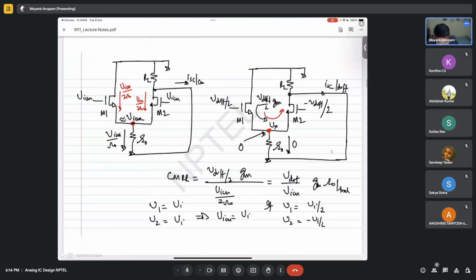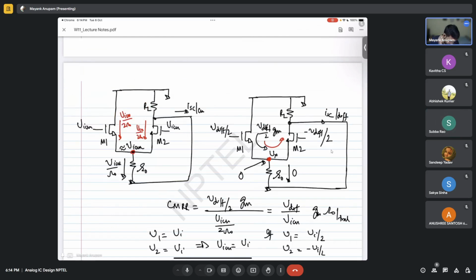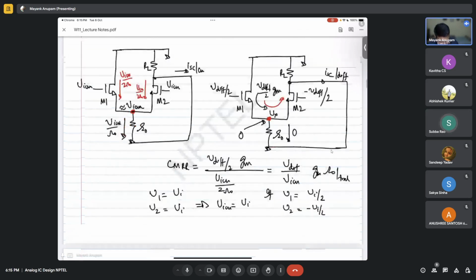Actually you should check with the actual gain only, not the current gain. It is defined as differential voltage gain by ACM. It's not the current gain that is defined; it is the actual gain. And the output resistance differs. Which one should we consider, GM R naught only, sir? No, you should calculate it yourself.